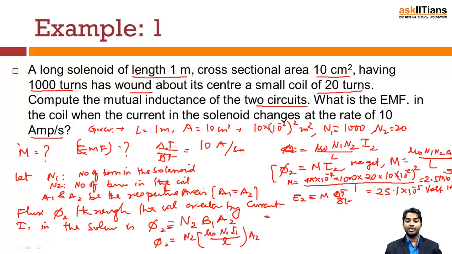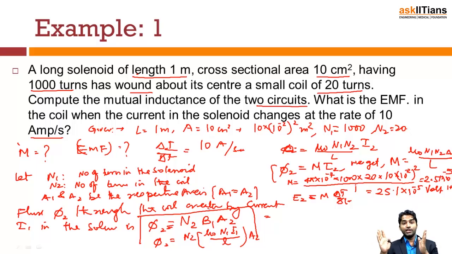The important formulas used in this question: the current flowing in the solenoid will cause magnetic lines of force B1. Those lines are passing through the core of the coil. We will find the flux through the secondary, which is equal to the magnetic field of the primary multiplied by the area of the secondary. In this way we get the flux.